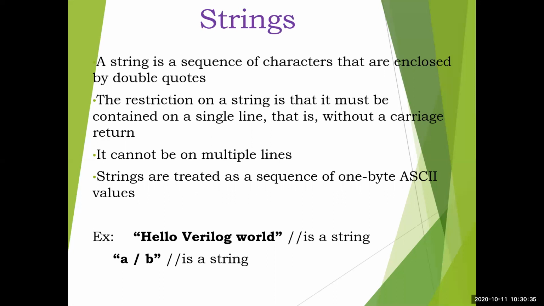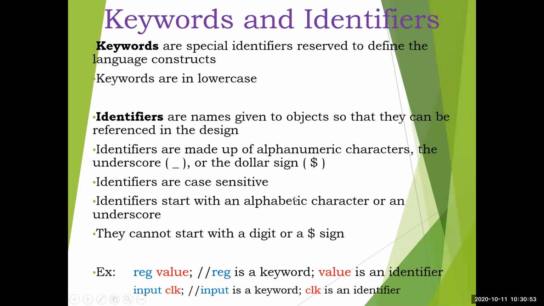Example: "hello Verilog world". Here, space is treated as one character also. So this is how it is a string. The operator also comes here, but whatever characters are in between double quotes is called a string. So this is an example for a string.